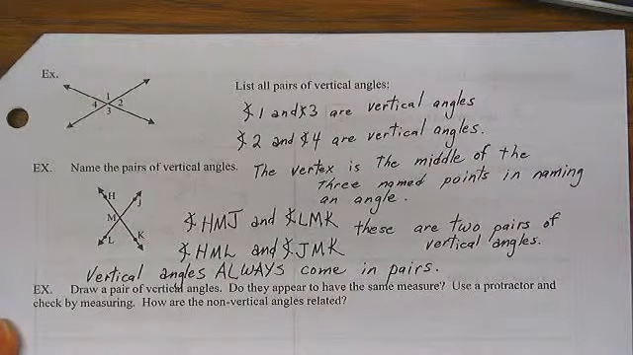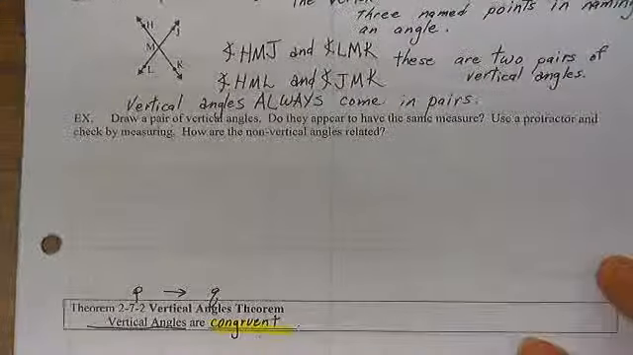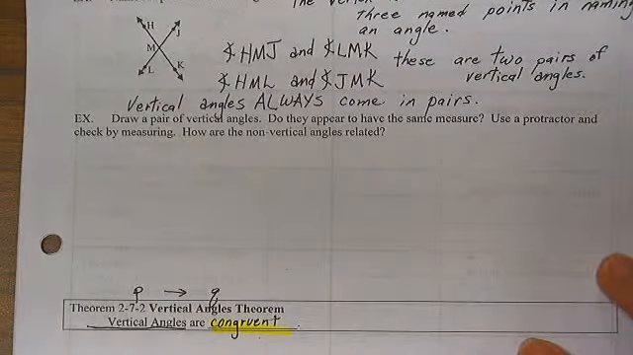So, if we have vertical angles, then they are congruent. And we can verify this with drawing angles, drawing lines, and a protractor.